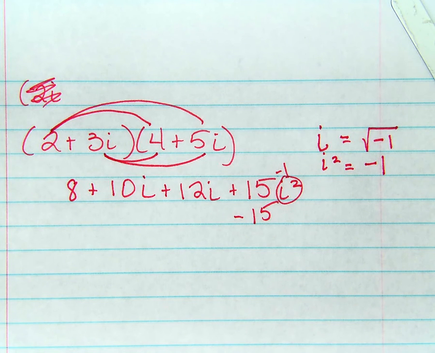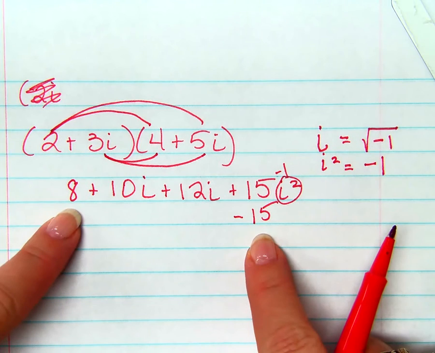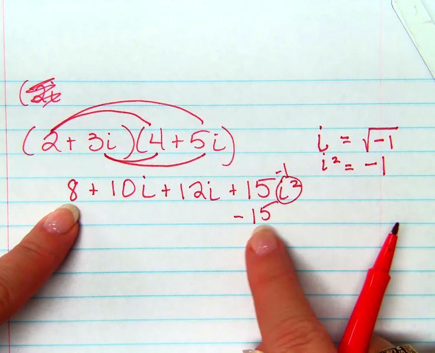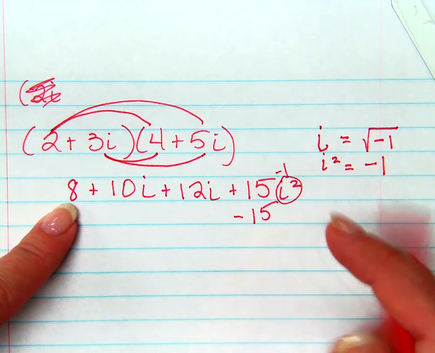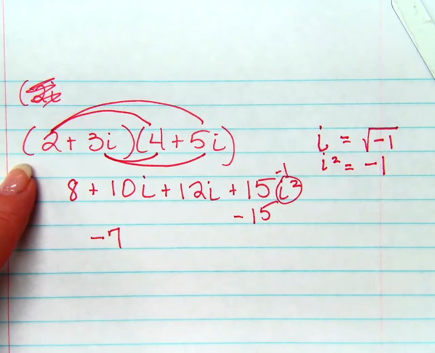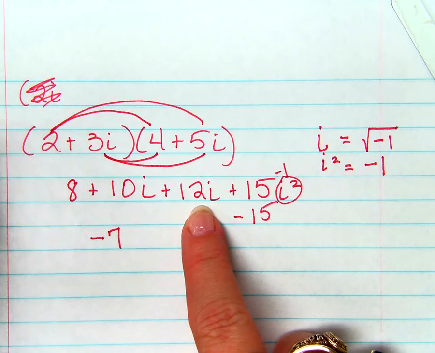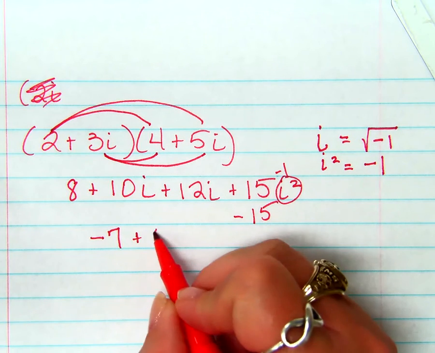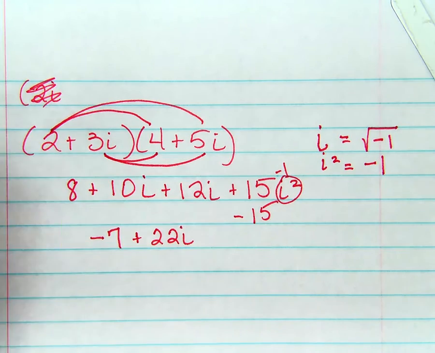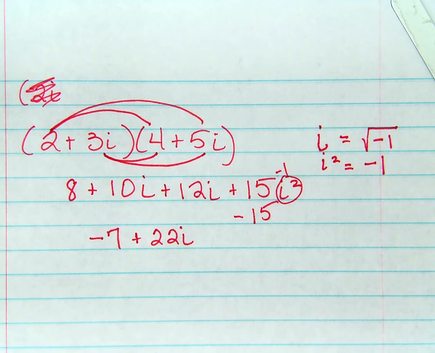Now what do you think I need to do? Now we can combine our like parts, right? Our real parts and our imaginary parts. Here's my real parts, 8 and -15. -7. Here's my imaginary parts, 10 and 12. 22i. Done.